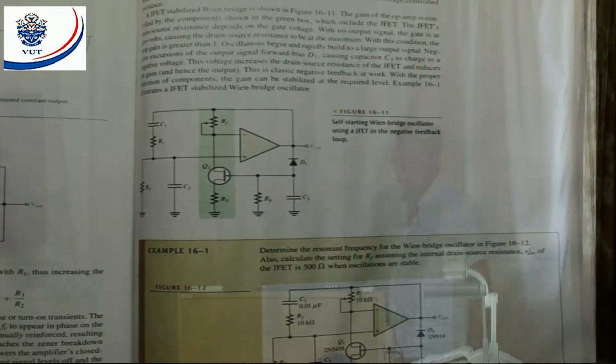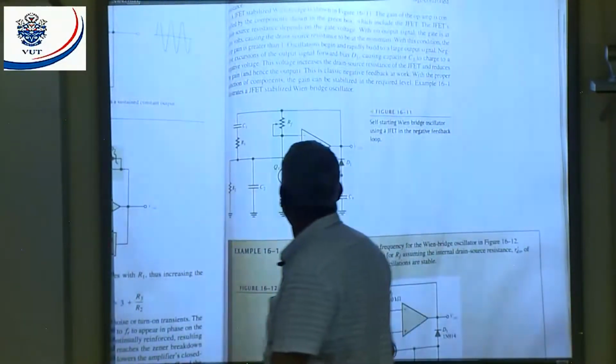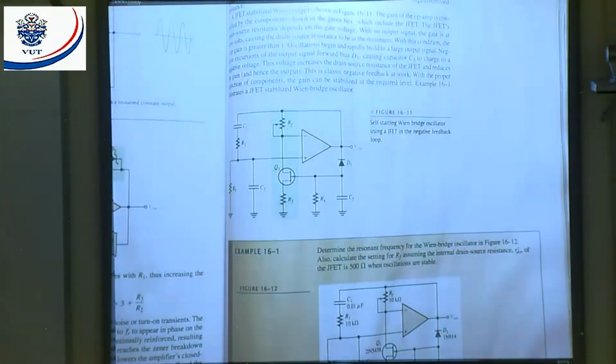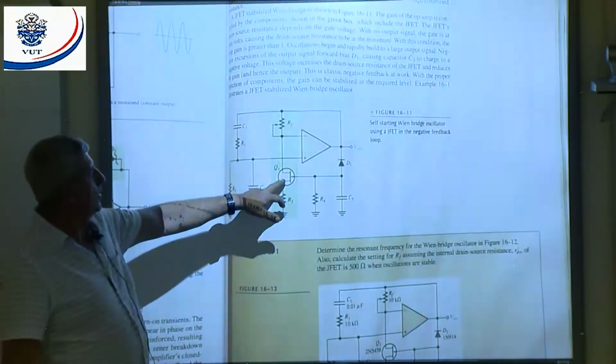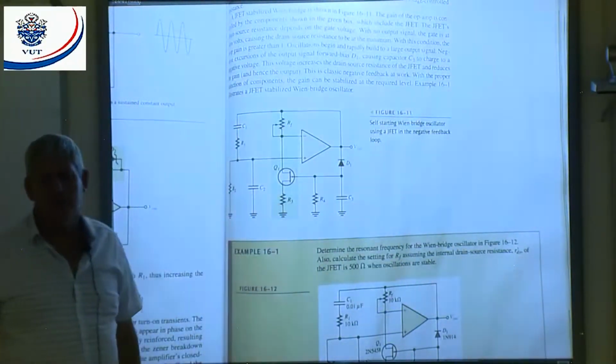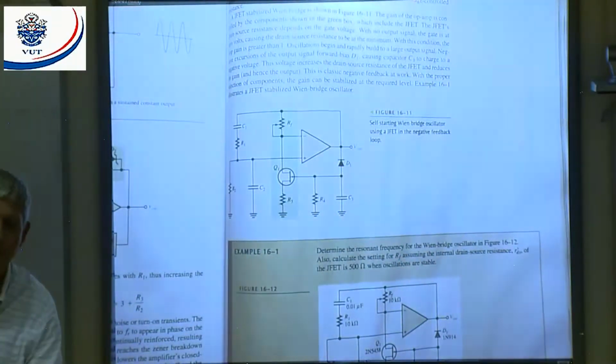Right, the next circuit. A little bit more complicated circuit, but a much better circuit for the self-starting Wien bridge oscillator. In this case, we got, what do we call that? What will we name that component? A junction field effect transistor, a JFET.